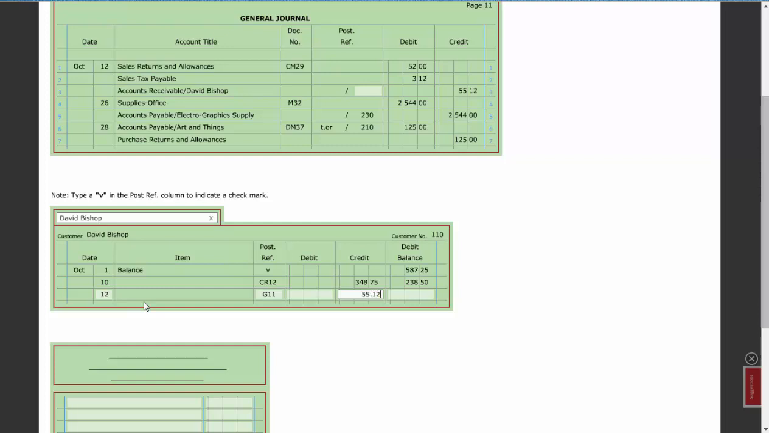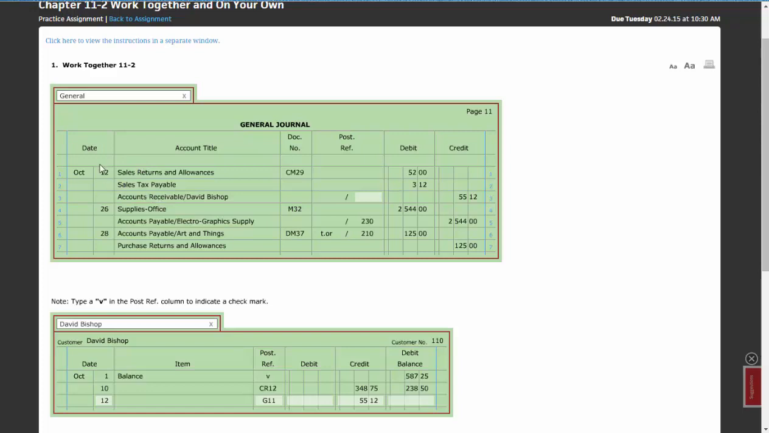What happened with David Bishop on October 12th? What happened with this transaction right here in our general journal? These 3 lines. Nope, didn't pay cash on account. What's our source document? See, look at our accounts. We have sales returns and allowances, sales tax, and accounts receivable.